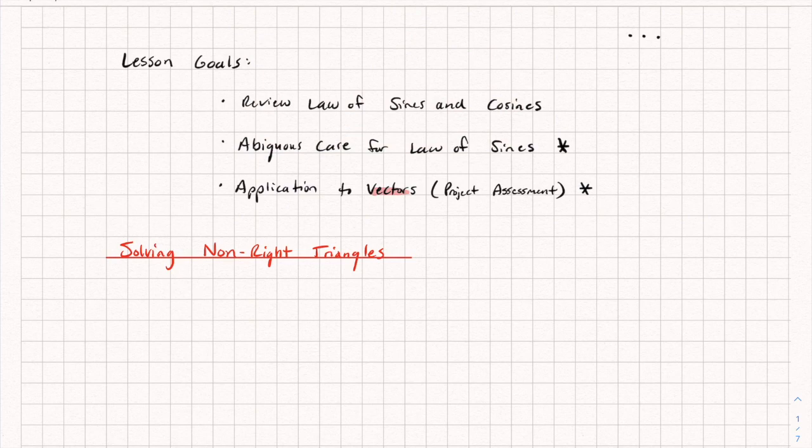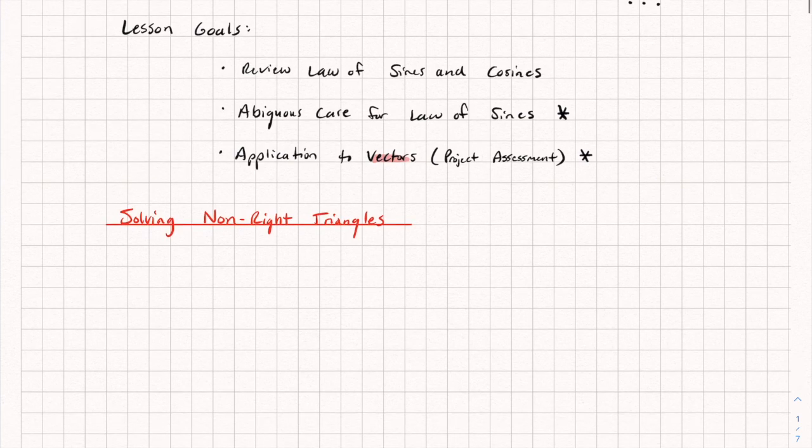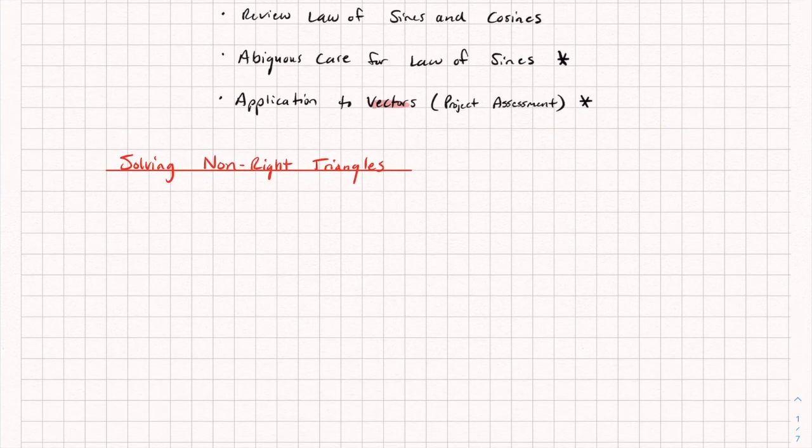Now, that's the goals here. So first off, we're just going to review law of sines and law of cosines. We'll start with law of sines. And the goal is to essentially be able to solve non-right triangles. So if I had a triangle ABC and it was a non-right triangle, I'm just going to draw an arbitrary triangle here.